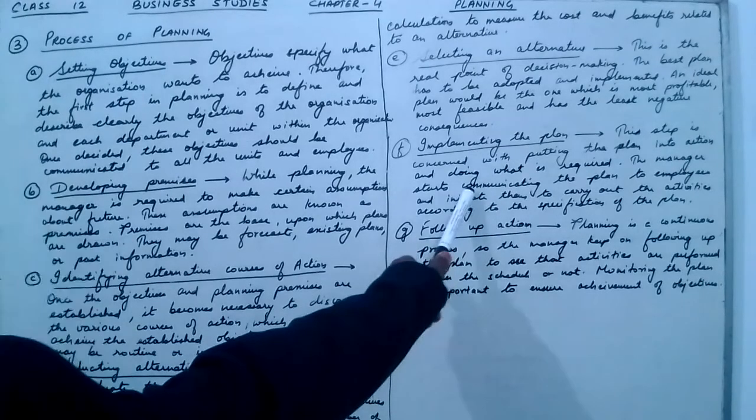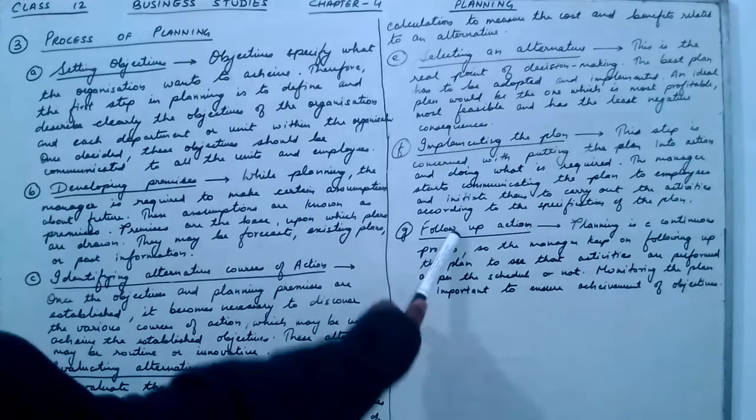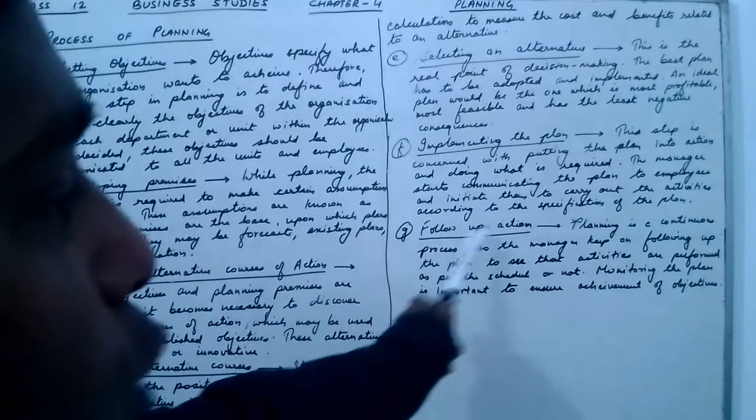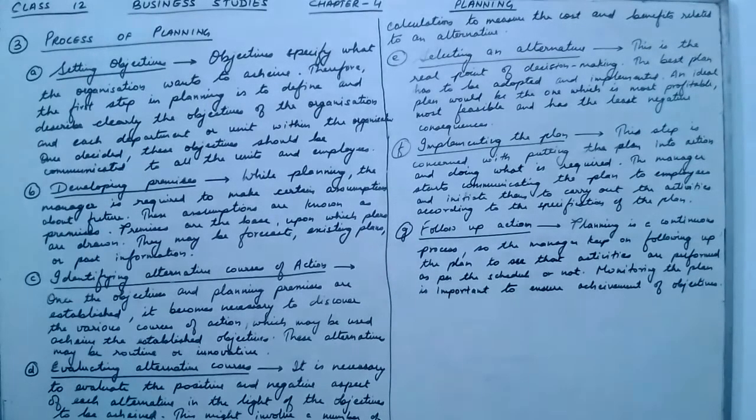Now the last step in the process of planning is follow-up actions. Planning is a continuous process, so the managers keep on following up the plans to see that activities are performed as per the schedule or not. Monitoring the plan is important to ensure achievement of objectives.